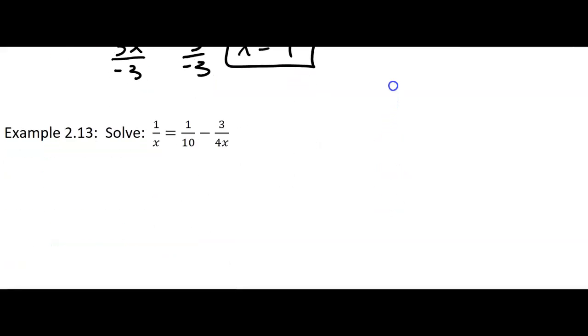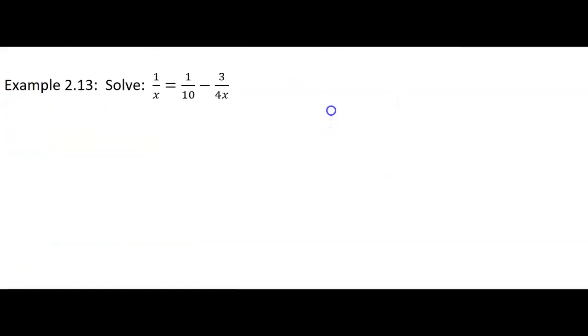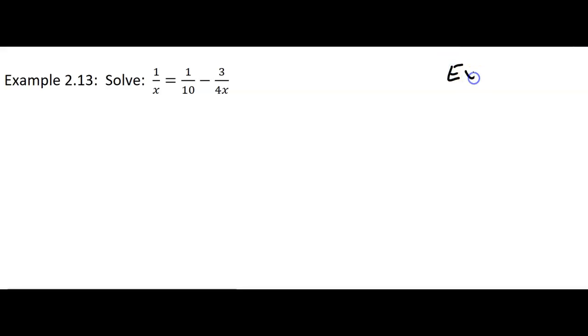Okay, so I'm going to do another example. It looks pretty similar to this one. So we'll talk about the excluded value. X cannot be 0. Now, if you're thinking about that, what would make the denominator 0? Well, if it's just x, that would be 0, right? 10 is going to be 10, so you don't have to worry about that one. But when would 4x equal 0? If x were 0. So you're thinking about when would those denominators equal 0.